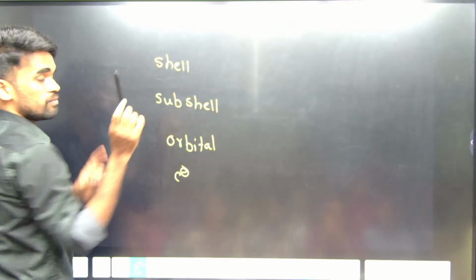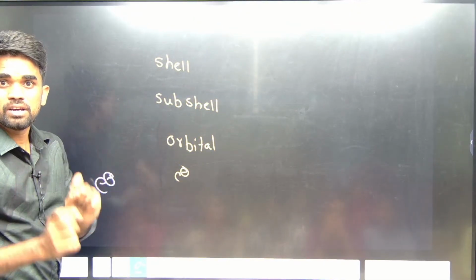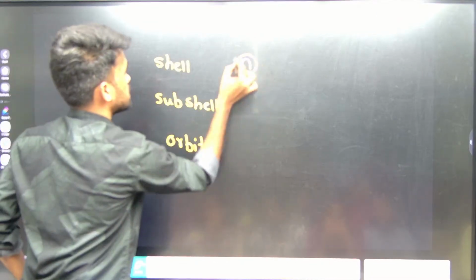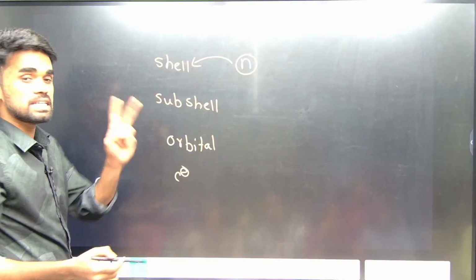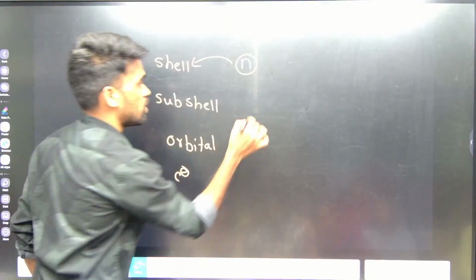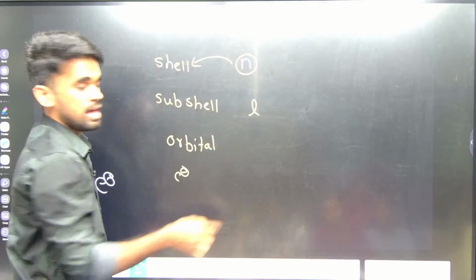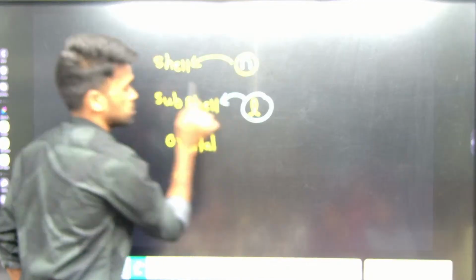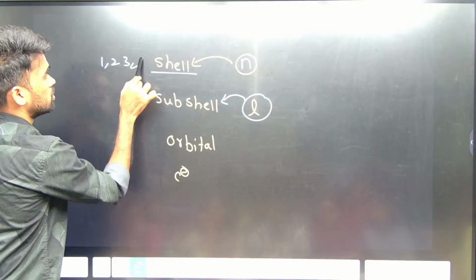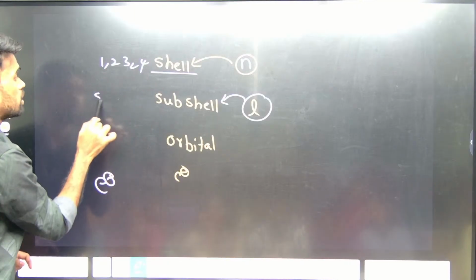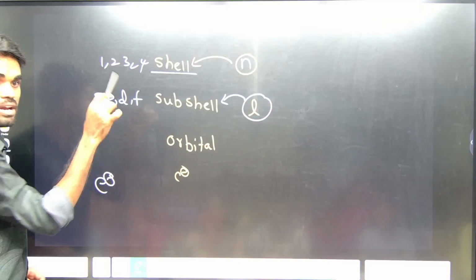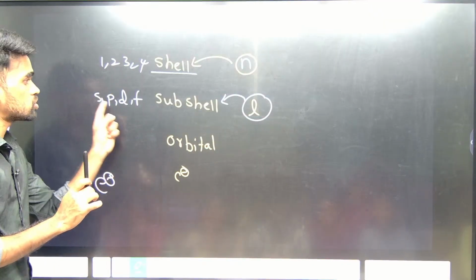So the first one is the principal quantum number, indicated with the symbol n. That n says about the shell. The second one is the angular quantum number, indicated with the symbol L. That says about the subshell. Shell numbers means 1, 2, 3, 4 we are writing. Subshell means SPDF, like 1s2, 2s2 you are writing. Those come under subshell.